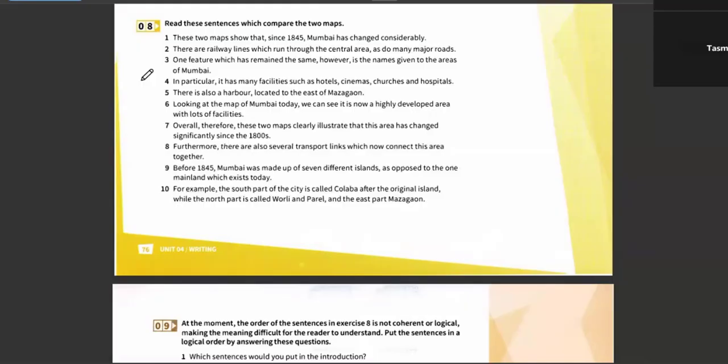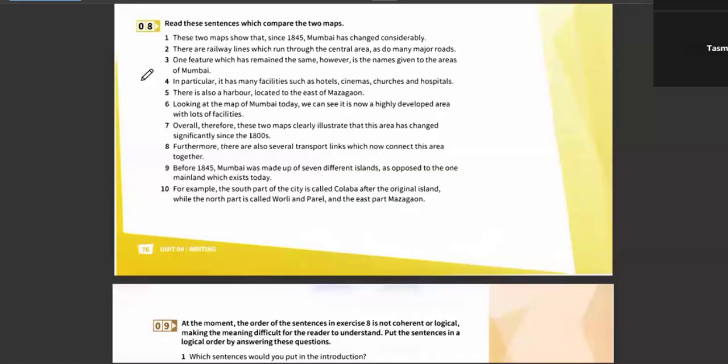So keep in mind six, where they say that looking at the map of Mumbai today, we can see it is now a highly developed area with lots of facilities. And then comes number two, there are railway lines which run through the central area, as do many major roads. Then comes four, that is, in particular, it has many facilities such as hotels, cinemas, churches, and hospitals. Then is number eight, where it says, furthermore, there are also several transport links which now connect this area together. Then there is number five. There is also a harbor located to the east of Mazagaon.